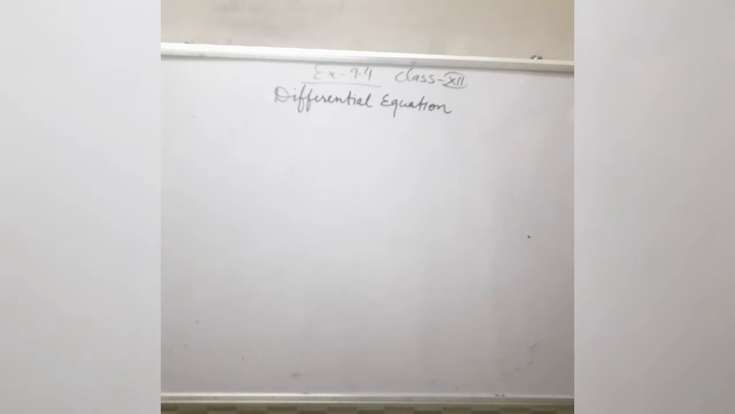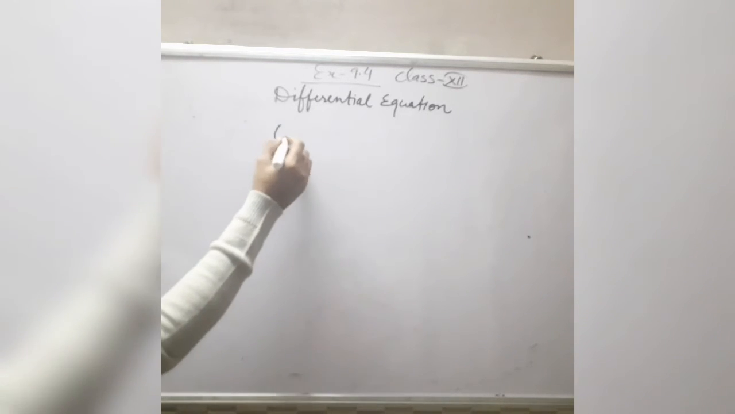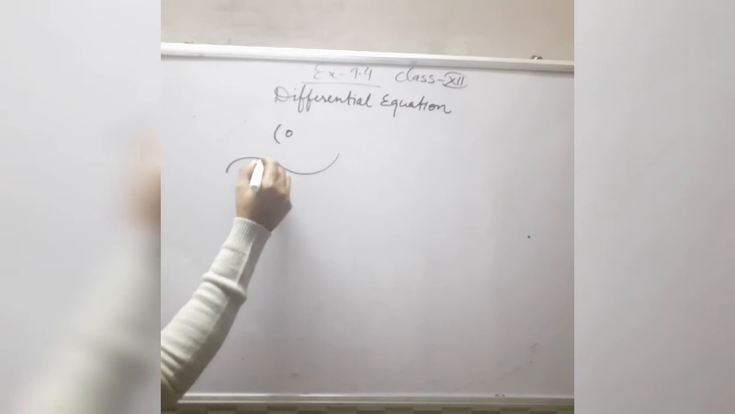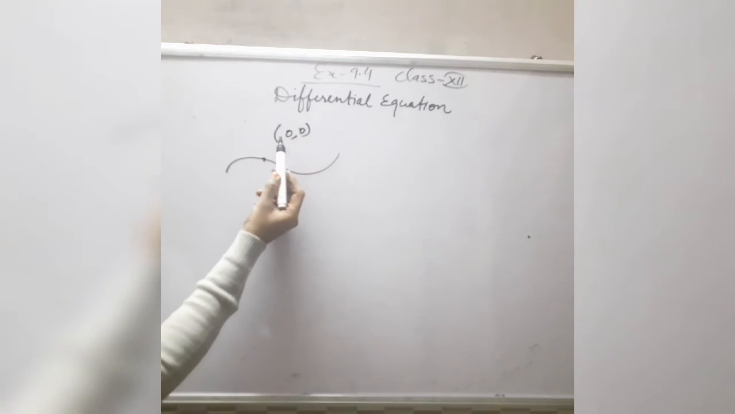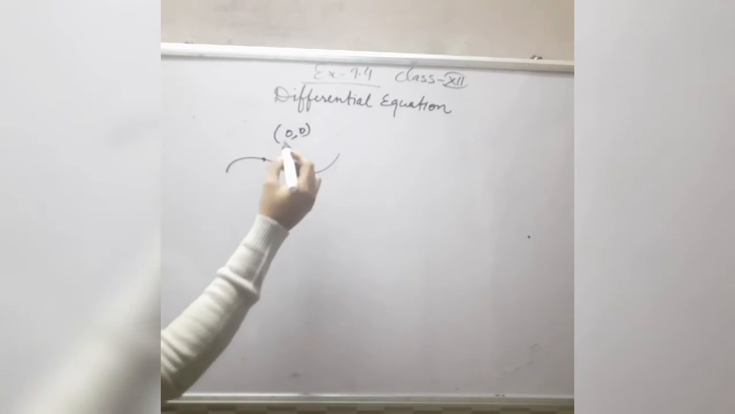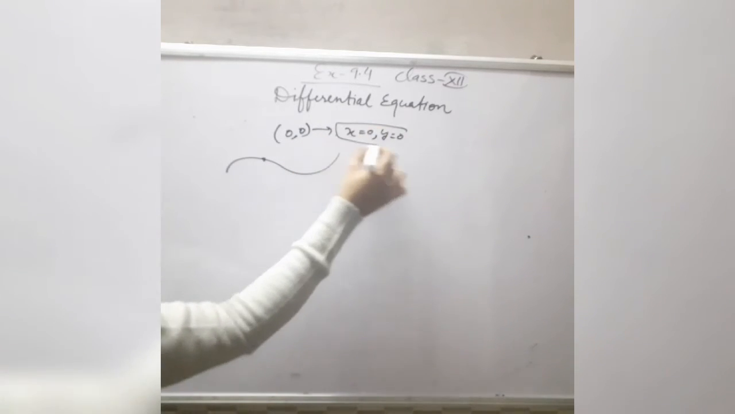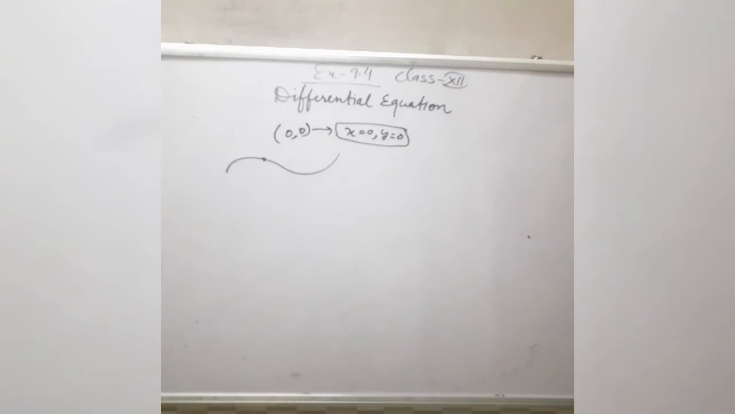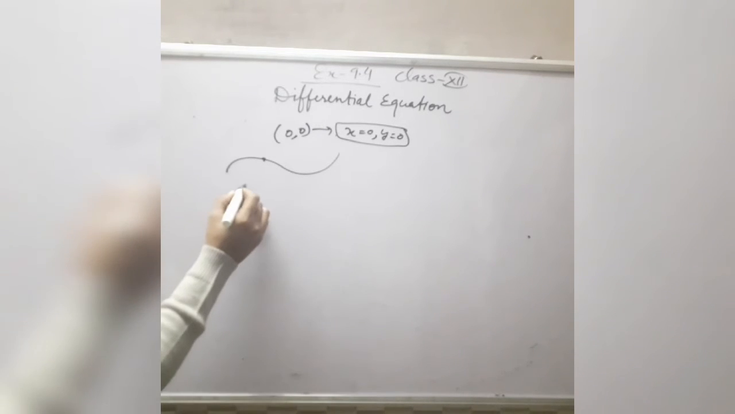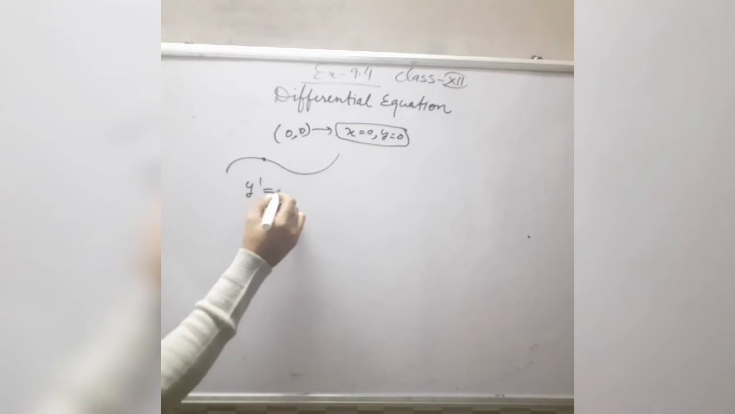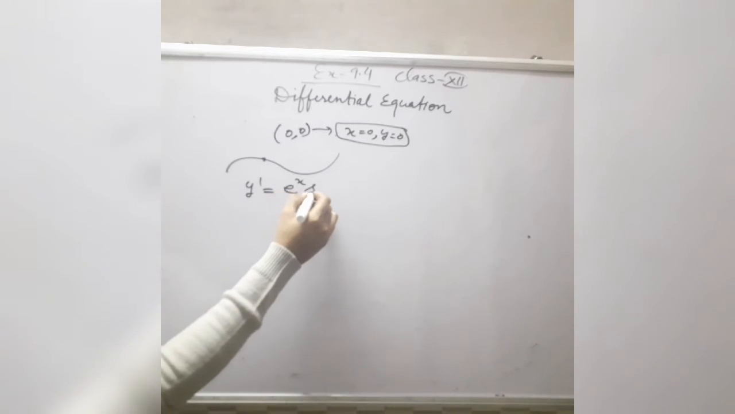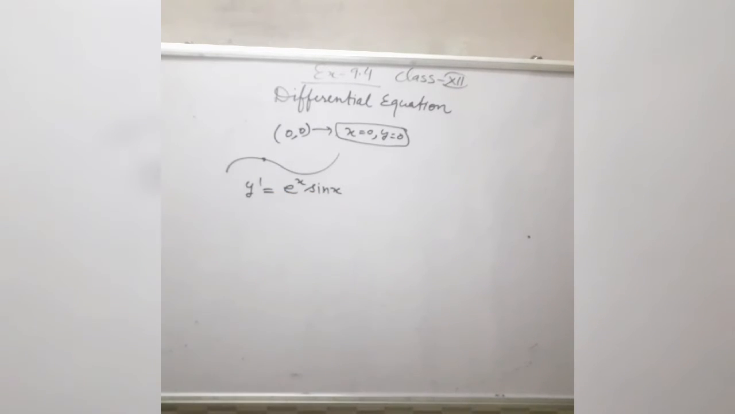Now see question number 15. In question number 15, find the equation of a curve. Now we will find the equation of the curve passing through 0, 0. If any curve passes through the point 0, 0, it means at x is equal to 0, the value of y is 0. This is the given condition, that x equals 0 and y equals 0. Here the condition is given to you in the form of a point, and whose differential equation is also given to you. Y dash means dy by dx. This is equal to e raised to power x into sin x.